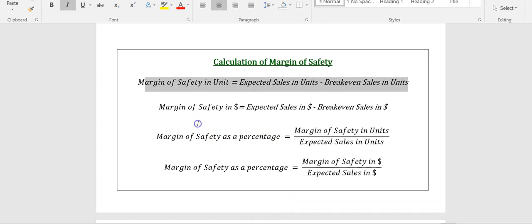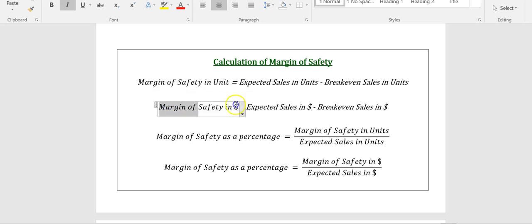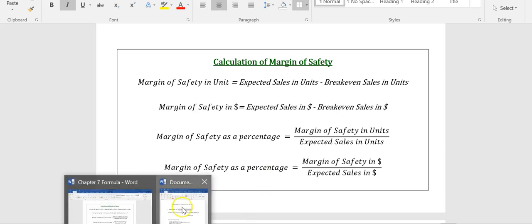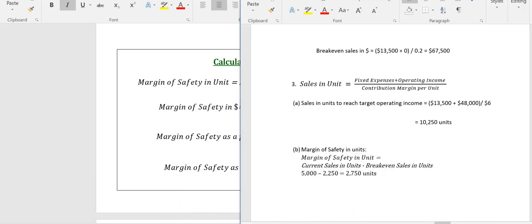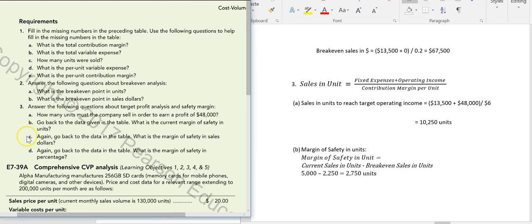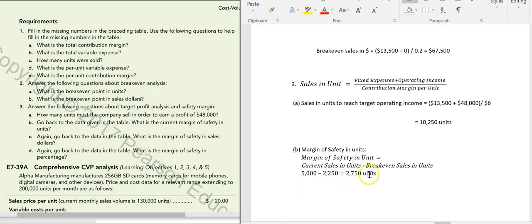Now we could do the same thing in dollar value. Margin of safety in dollars will be the company's current sales minus the break-even sales, and both would be in dollars, right? And that is our requirement C. What is the margin of safety in sales dollars? Right, so let's do it.